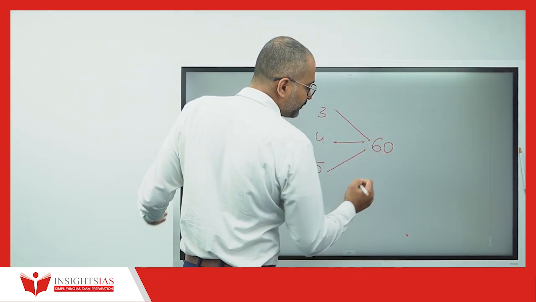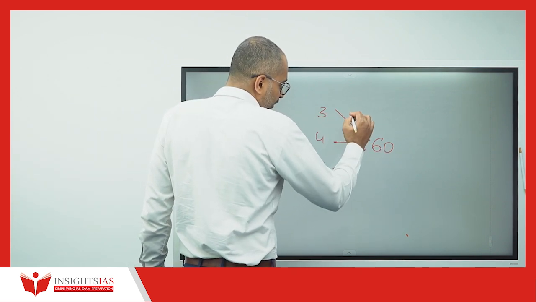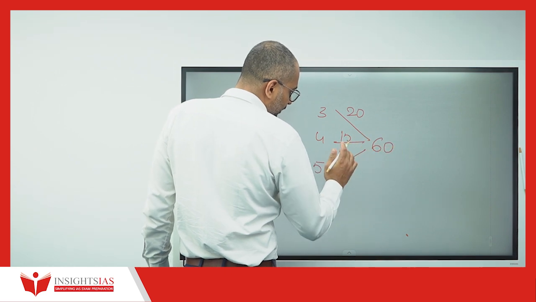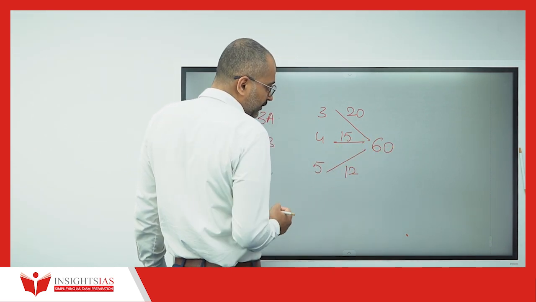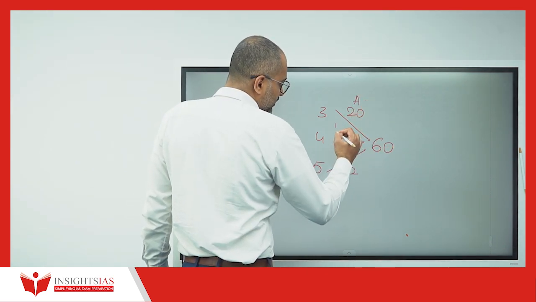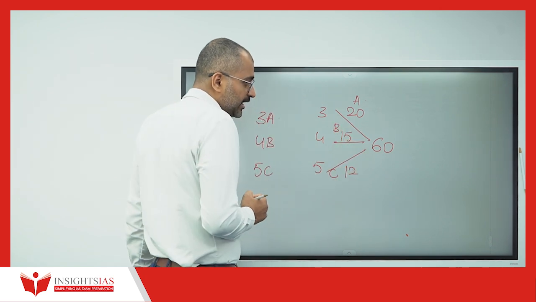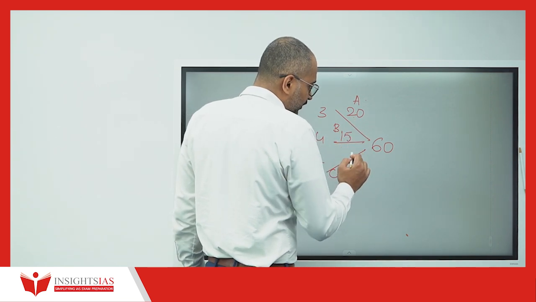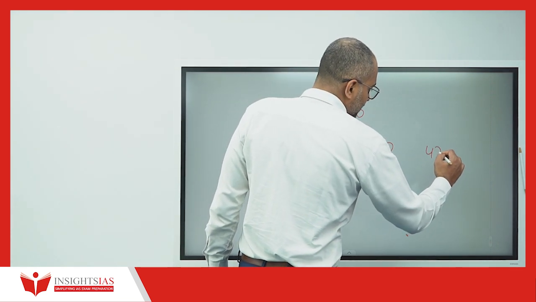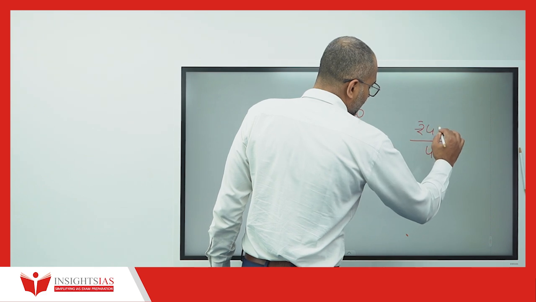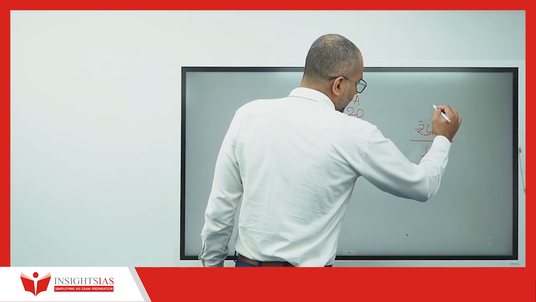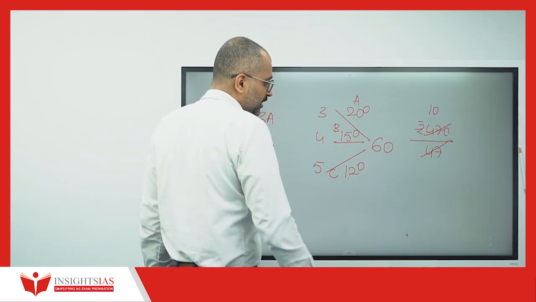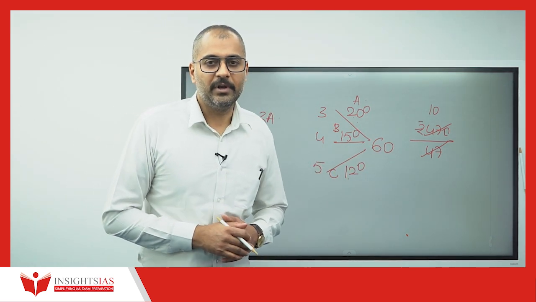This becomes 60. Divide this 60 by 3, this becomes 20. 60 by 4, which is nothing but 15. 60 by 5, which is nothing but 12. Means A is getting 20 parts, B is getting 15 parts and C is getting 12 parts. That's what we got there also. So totally 20, 15, 12, that is 47 parts. If you divide rupees 470 into 47 parts, one part is 10 rupees, 20 parts 200, 15 parts 150 and C is nothing but 12 parts, which is nothing but 120 rupees.